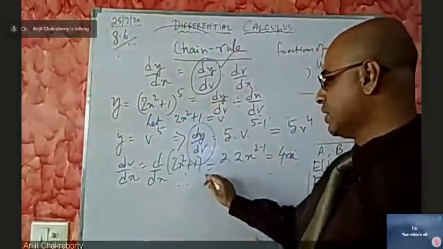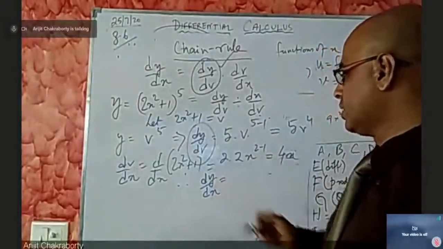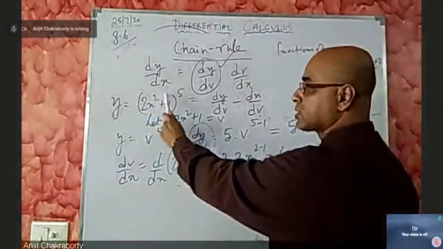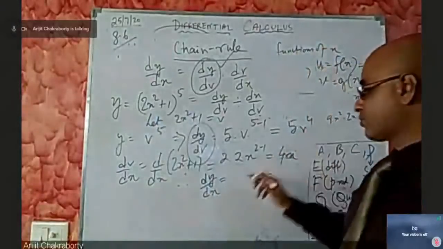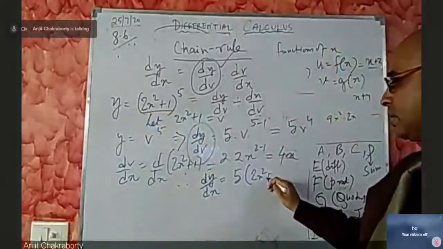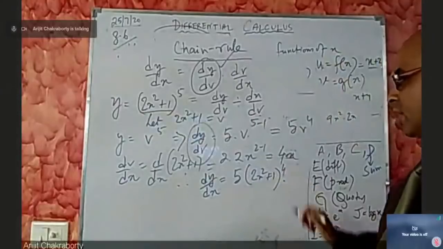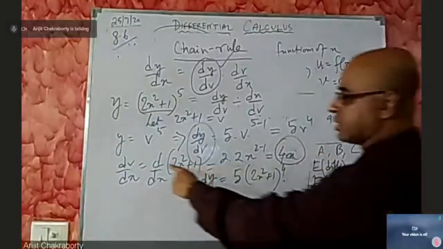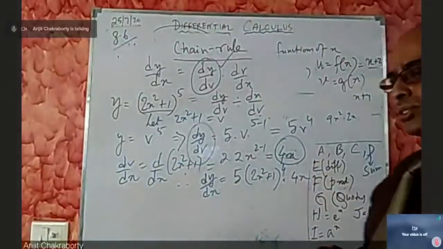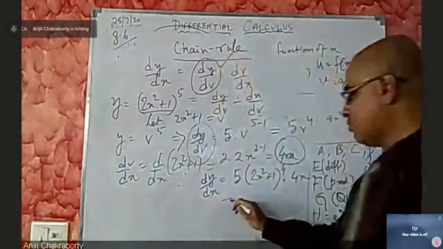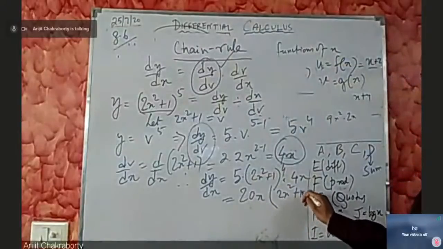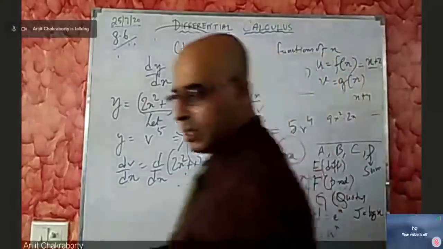Therefore, the answer is dy by dx is equal to 5v to the power 4, that is 5 into (2x square plus 1) to the power 4, multiplied by this 4x, because dv by dx is 4x. If you simplify this, it becomes 5 into 4x, 20x into (2x square plus 1) to the power 4. Once again, please have a look.